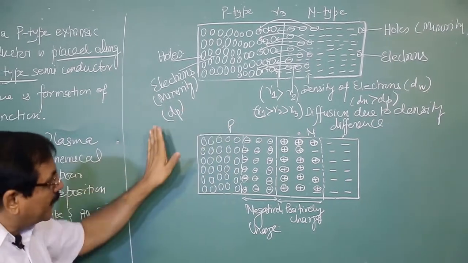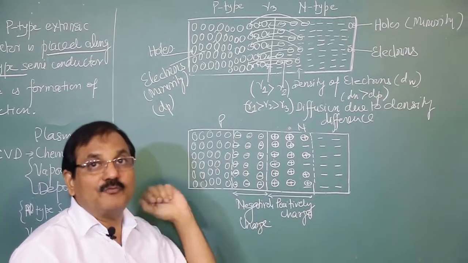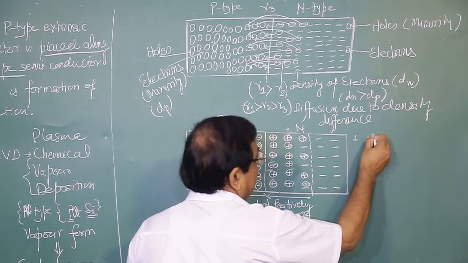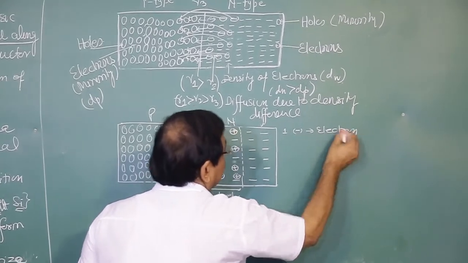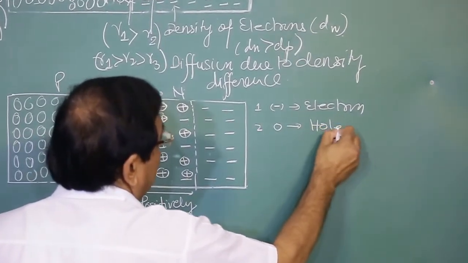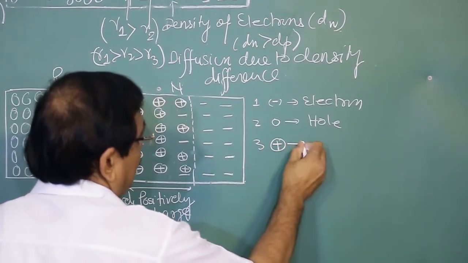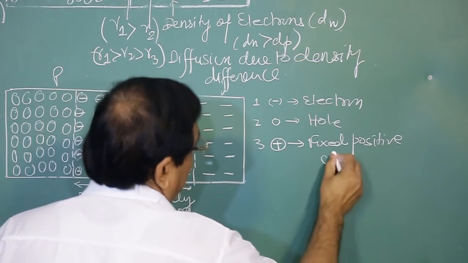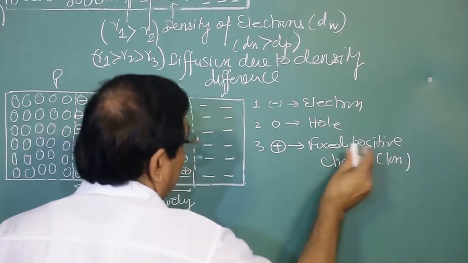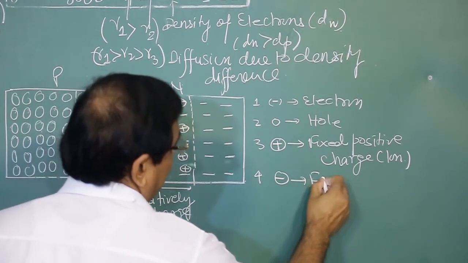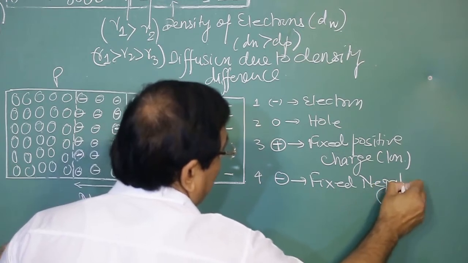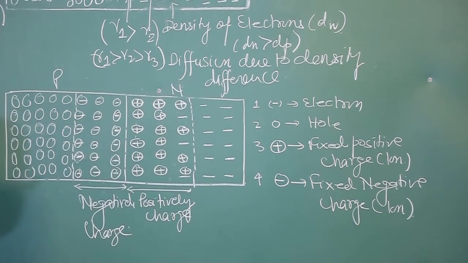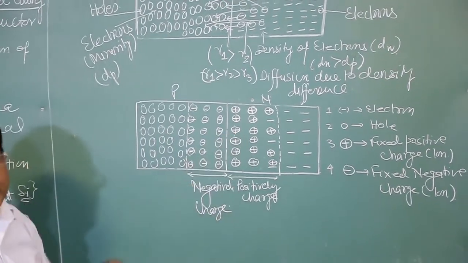One important thing that I have mentioned earlier: there are 4 symbols in the diagram. The first symbol is this one, which is the electron. The second one is the hole, and the third one is the fixed positive charged ion. The fourth symbol is the fixed negative charge or ion. So, there are 4 symbols represented in this diagram.